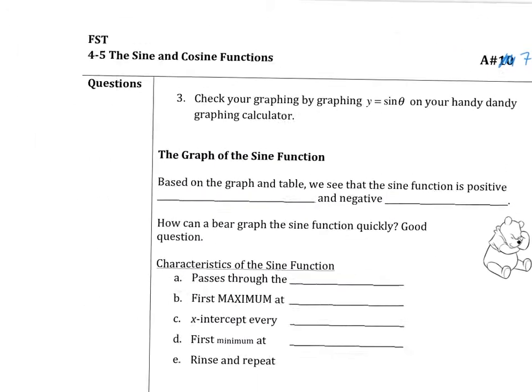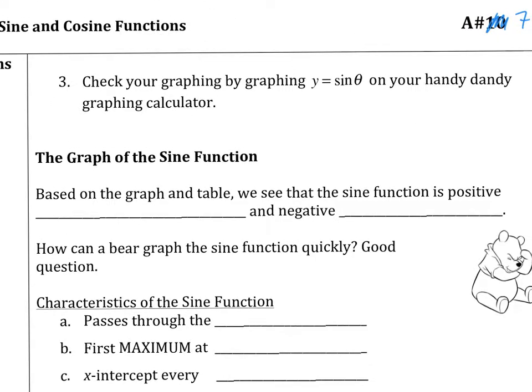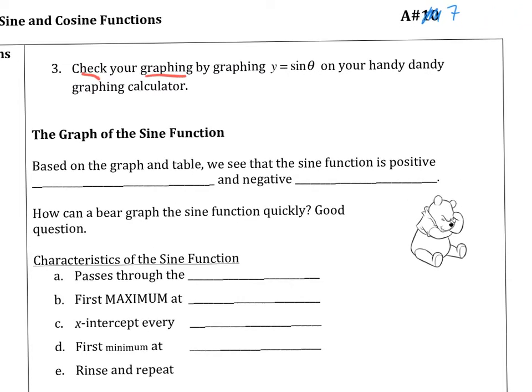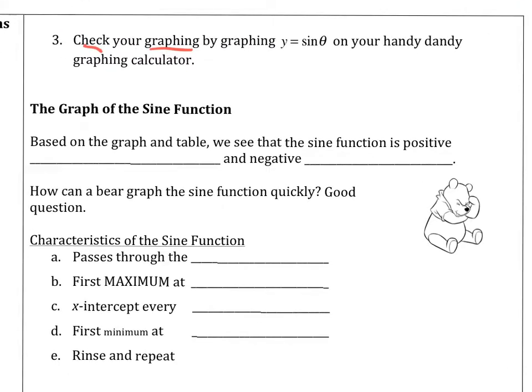Now what we can do, of course, is check by graphing, and your graph will yield you an answer the same as what you just got. Okay, so based on the graph and the table, we're going to see that the sine function is positive when? Well, it's positive between 0 degrees and 180 degrees. Remember, that means 0 radians all the way to pi radians.